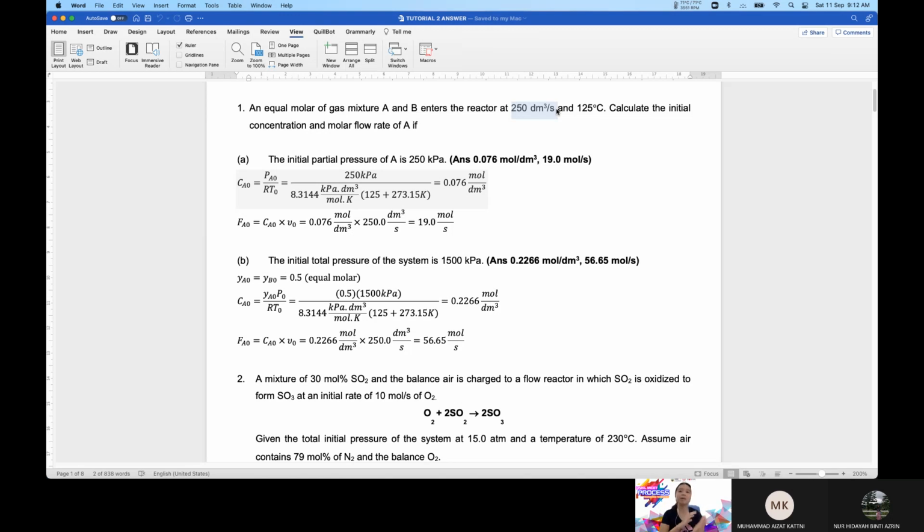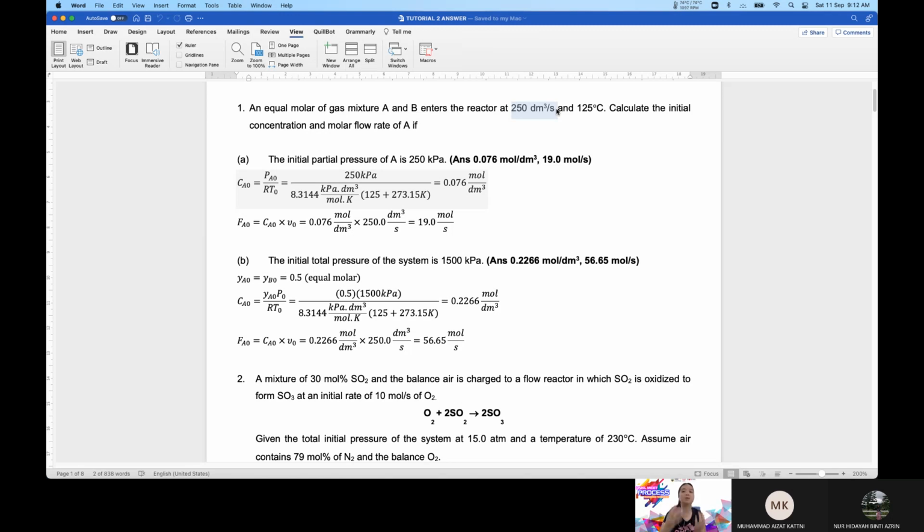So since kat case ni pun dia kata enters the reactor, so this is T naught. So important, T naught dengan T boleh jadi berbeza depending on the reaction. In this case, this is clearly enters the reactor, T naught. So T naught 125 Celsius. So done.